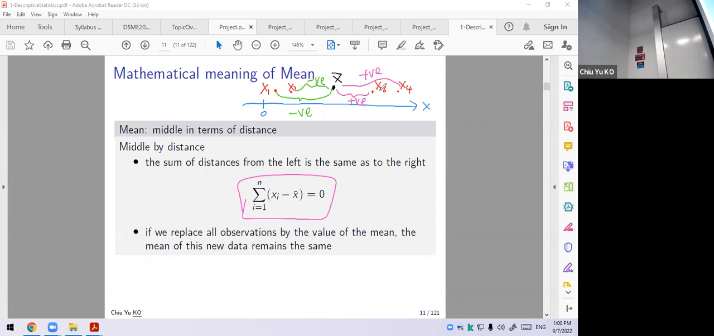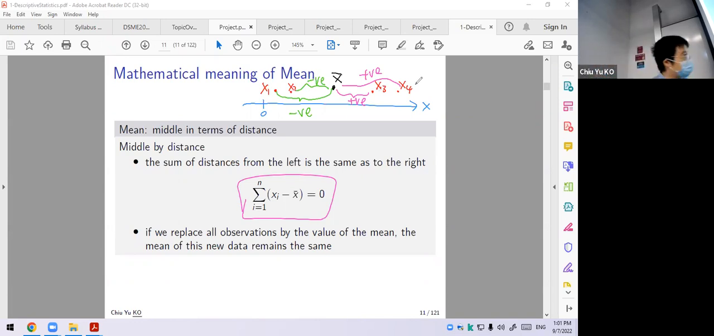Okay, so that's why when you see whether this measurement has meaning, you have to understand what is the intuition behind it. Although the formula, everyone knows it, just adding up and dividing by how many of them, the meaning is middle in terms of distance. So you have to make sure that your data has a meaning, and then it will be useful. And second thing, you can see this is middle in terms of distance.